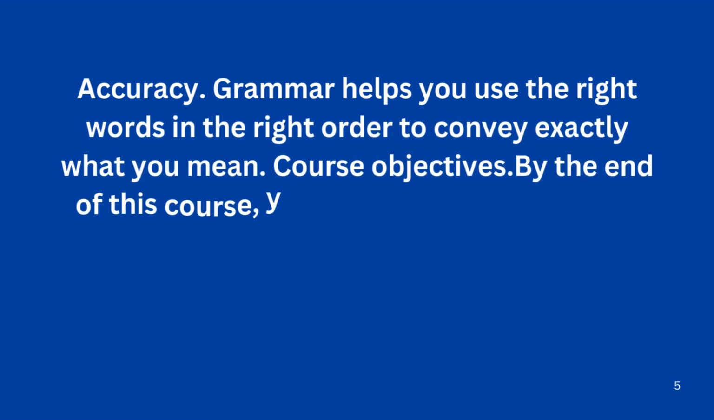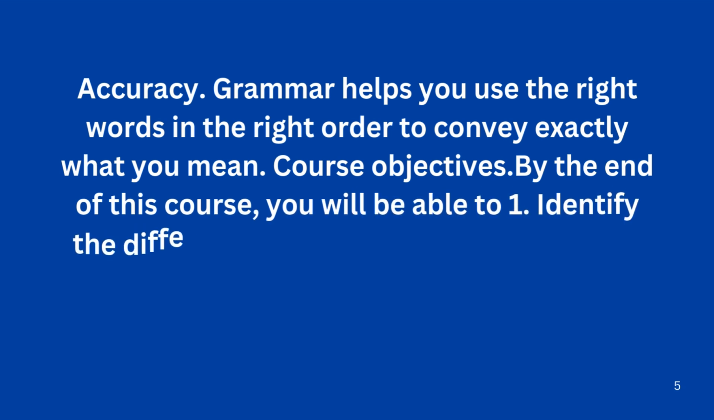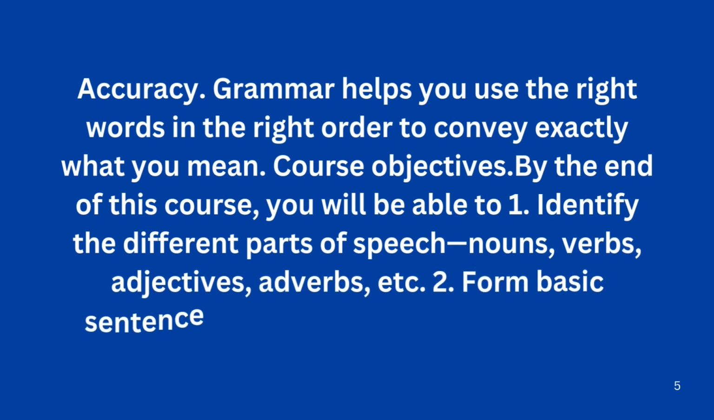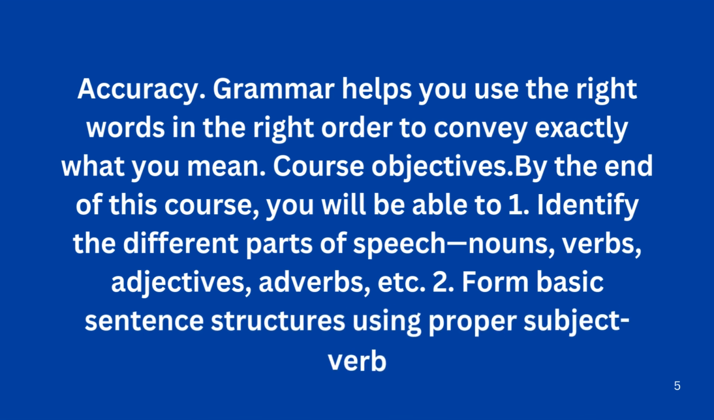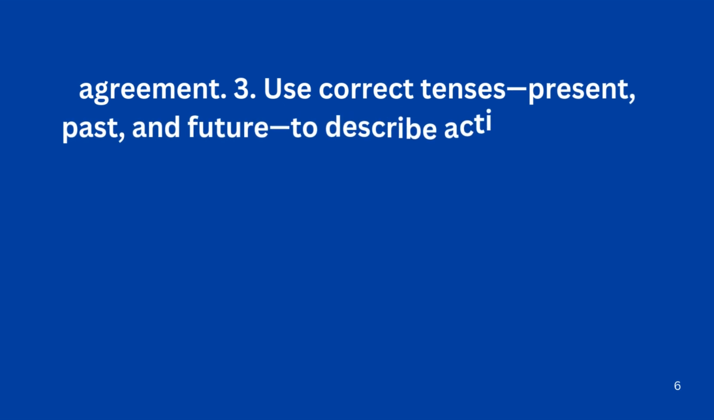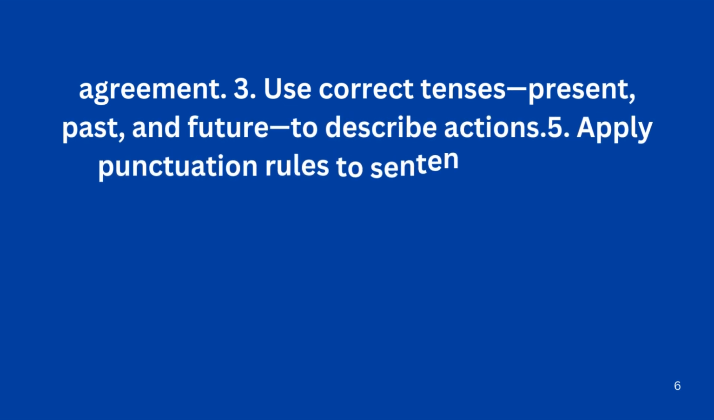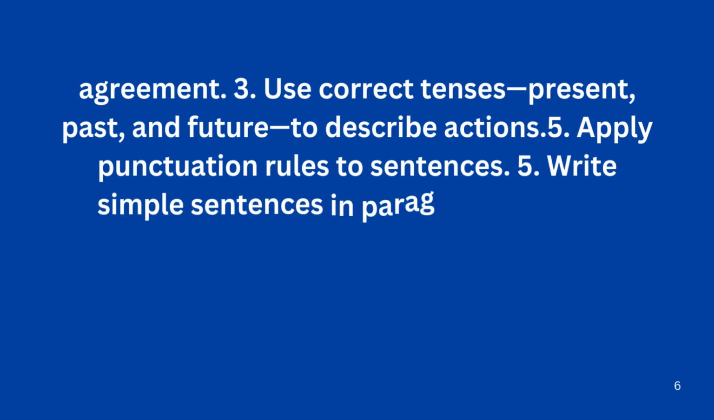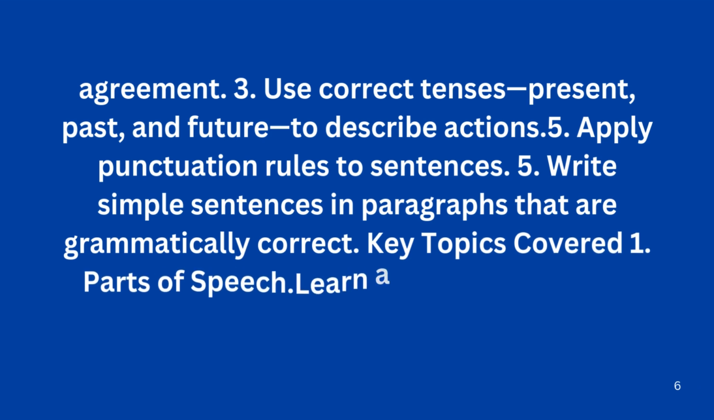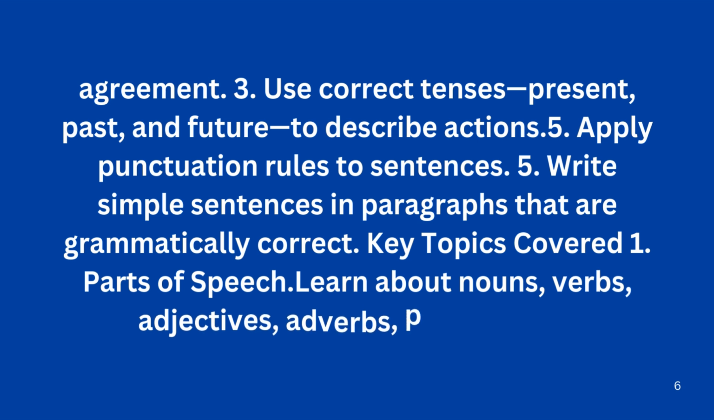Course objectives. By the end of this course, you will be able to: 1. Identify the different parts of speech: nouns, verbs, adjectives, adverbs, etc. 2. Form basic sentence structures using proper subject-verb agreement. 3. Use correct tenses, present, past, and future, to describe actions. 4. Apply punctuation rules to sentences. 5. Write simple sentences in paragraphs that are grammatically correct.